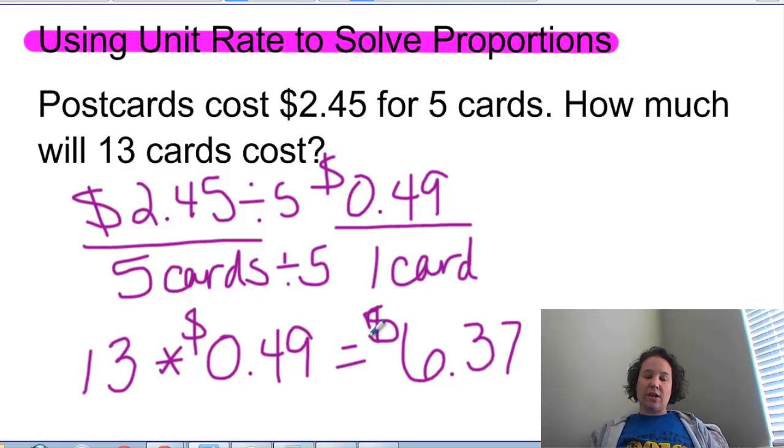So that is one way to solve a proportion. Change what you know, the initial rate, to a unit rate, and then use that to figure out the cost, or whatever, of however many you want.